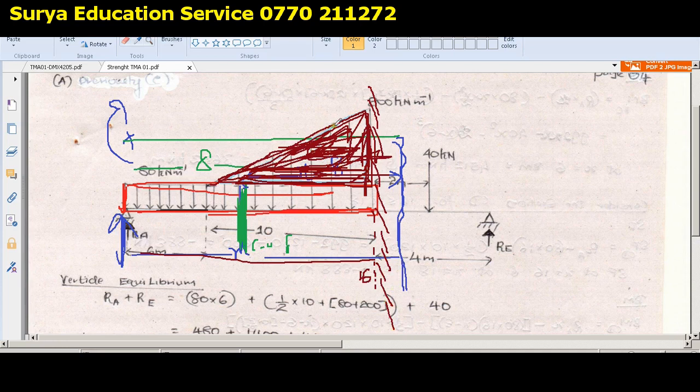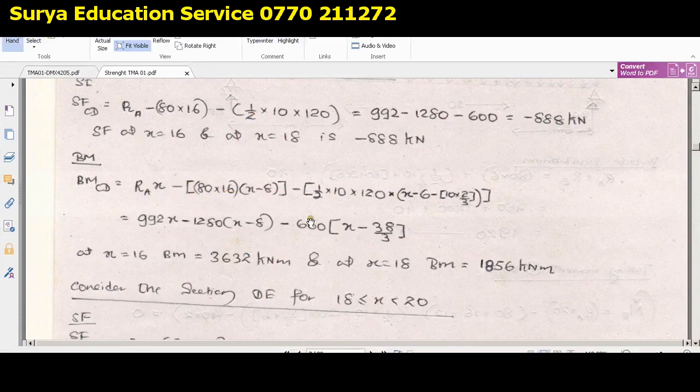Then you have to evaluate the total load. What is the total load? The total load is the area. What is the area? Half into base. What is this base? Half into base means 10, and this height is 120. So that is what they have done, half into 10 into height.